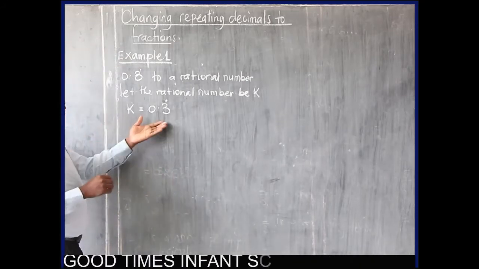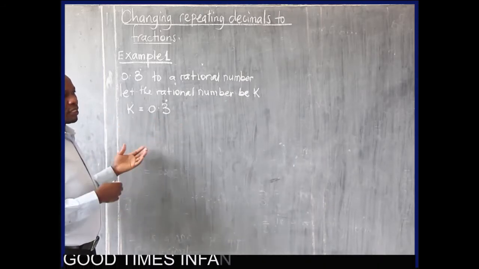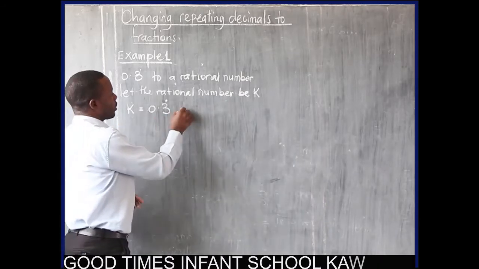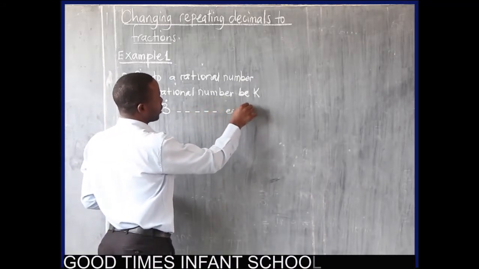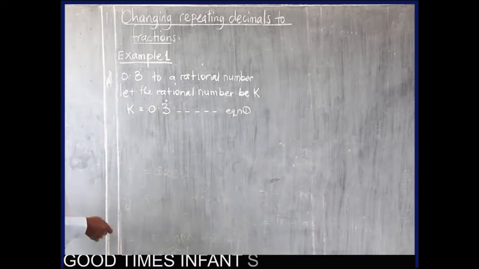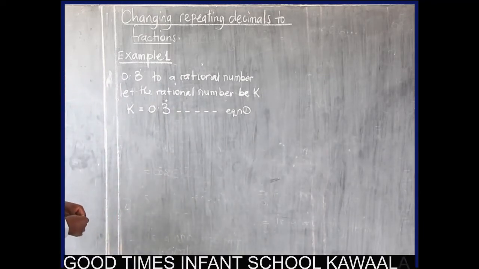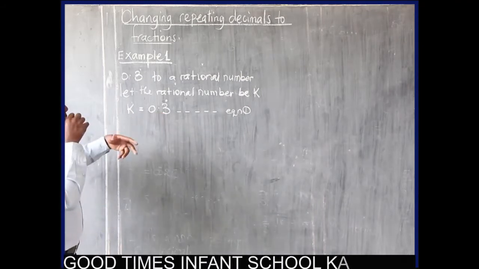So now, this is an equation. And it looks as if it is solved. k equals 0.3 recurring. This is always our equation. So we call this one equation 1. It is an equation because it has two sides and they are separated by an equal sign, in which one side there is an unknown. Now, but this 0.3, we want to make it a fraction.